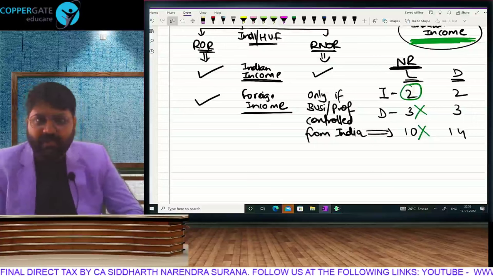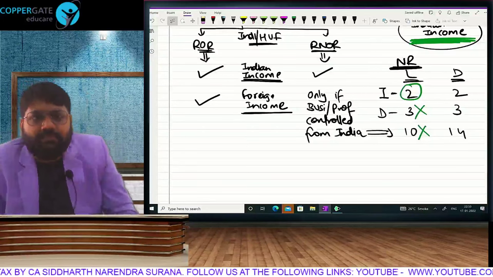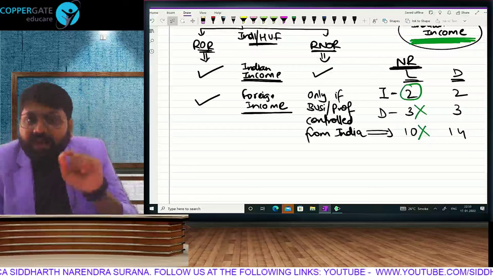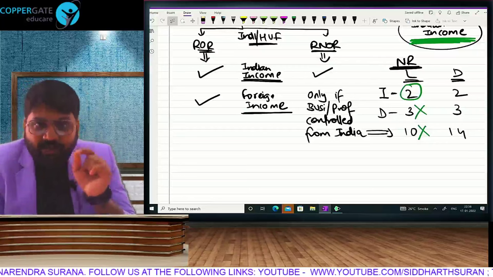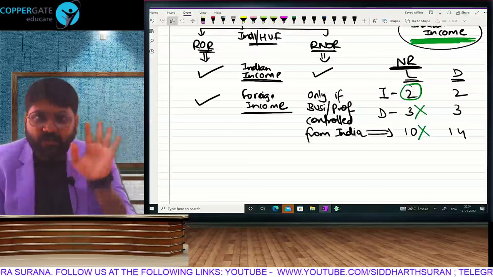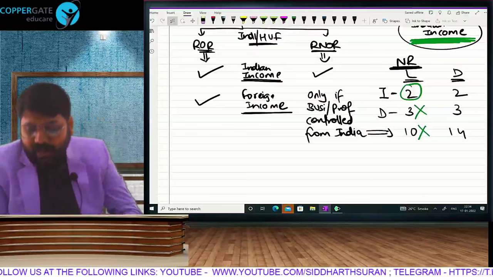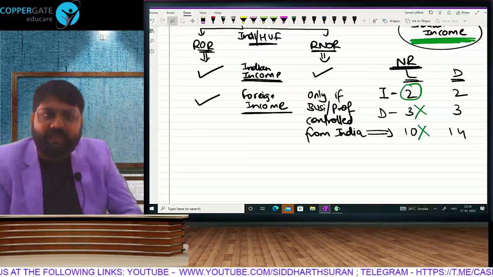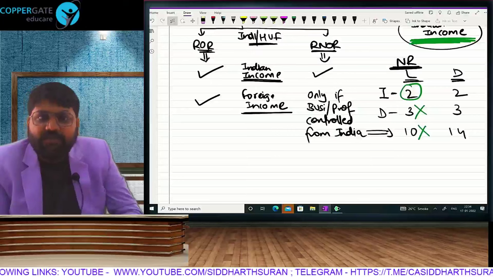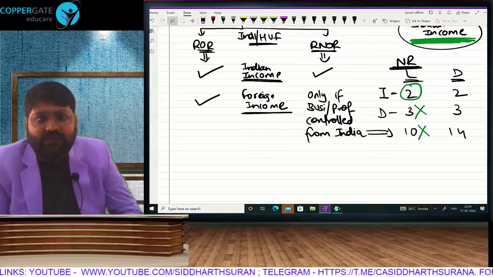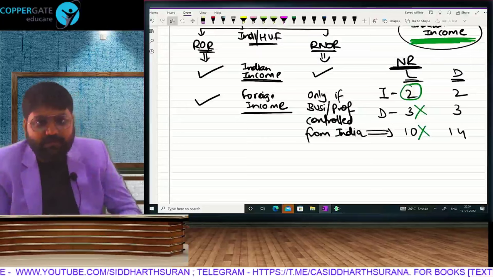She has got Indian income like rent, interest, etc. How much? 2 lakh. One thing, are we all sure that irrespective of her residential status, whatever is the final answer, this 2 lakh has to be taxable in India? Yes. As far as the 3 lakh is concerned, that is income earned from Dubai sources, that will be taxable only if you are a resident. If you are a non-resident, then foreign income will not be taxable. That is the scope of total income, no?